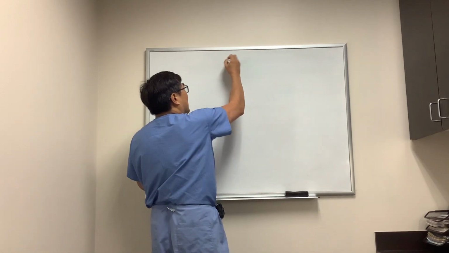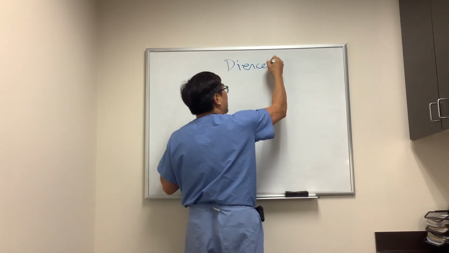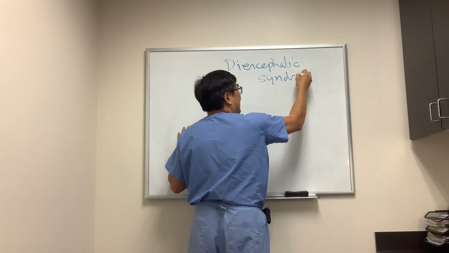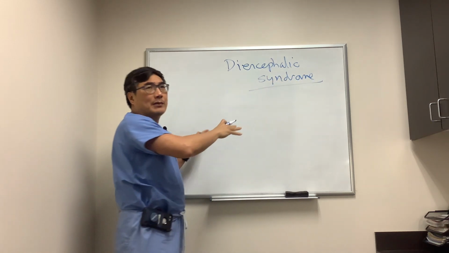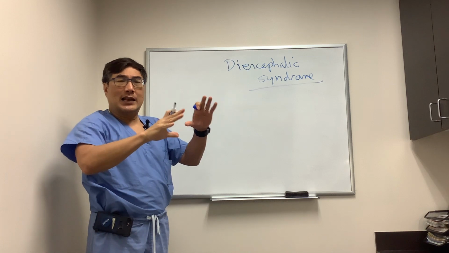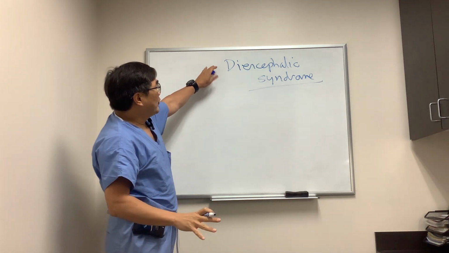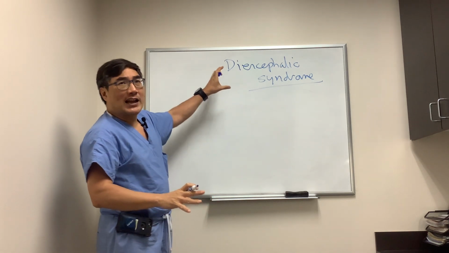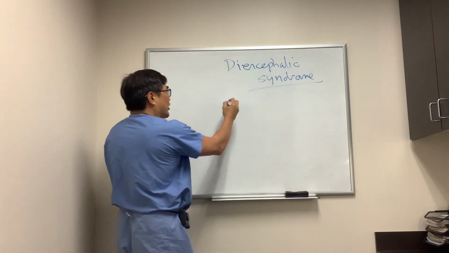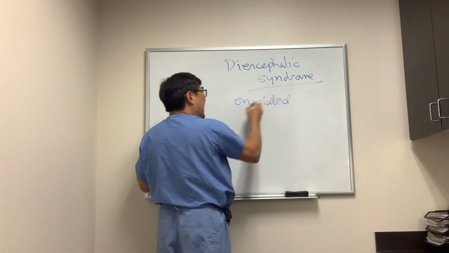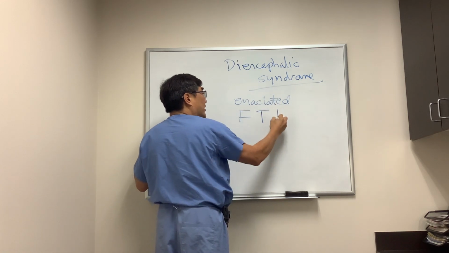So I want to talk to you about the Diencephalic Syndrome, which is a very strange syndrome. As you know, the diencephalon is composed of the epithalamus, the thalamus, and the hypothalamus, and the adjacent third ventricular structures. And so if you have Diencephalic Syndrome, the patients often are children who are emaciated and very thin, and they present as failure to thrive.